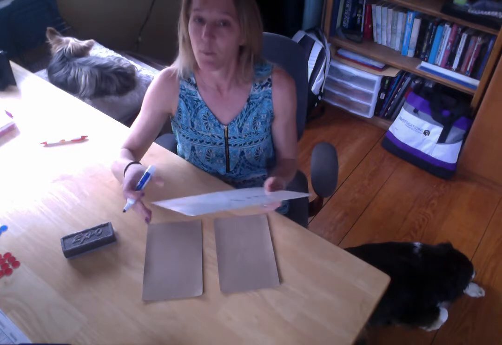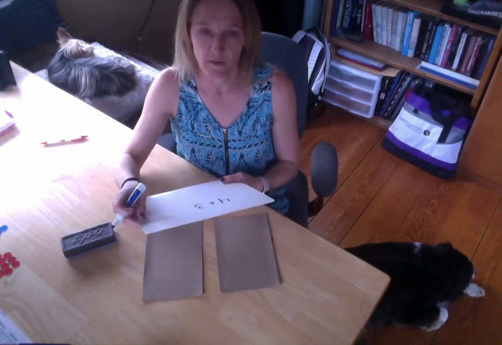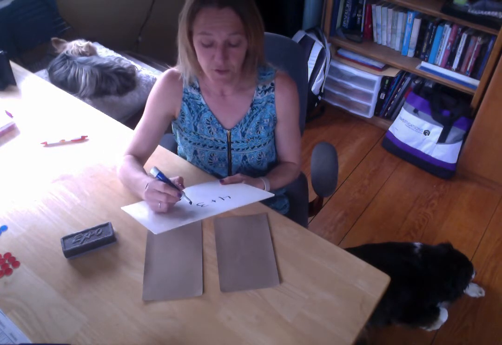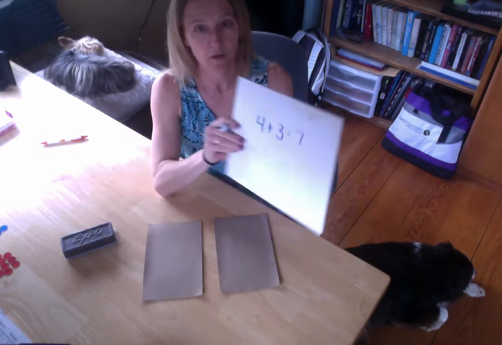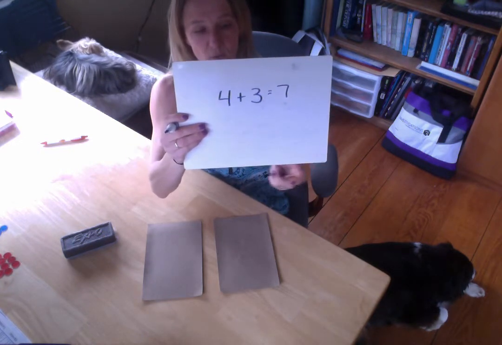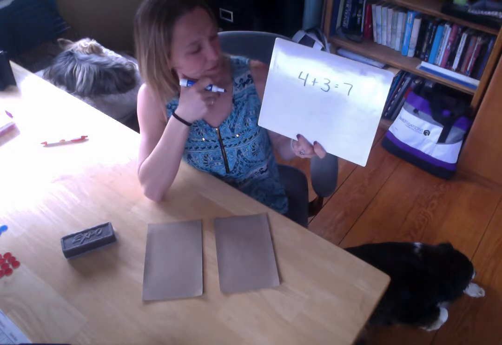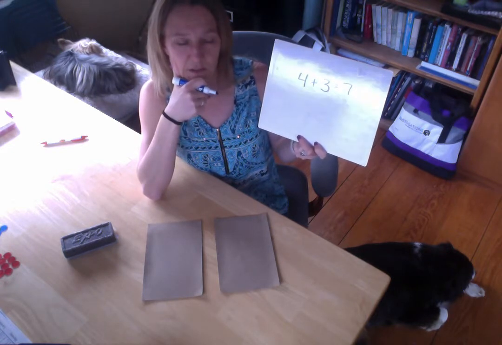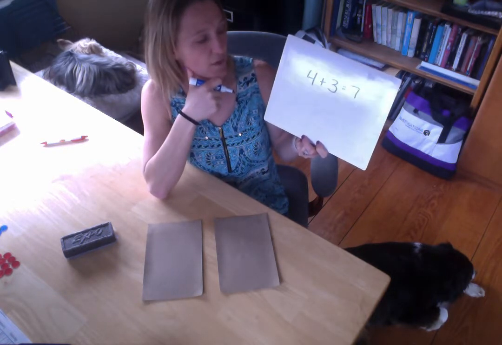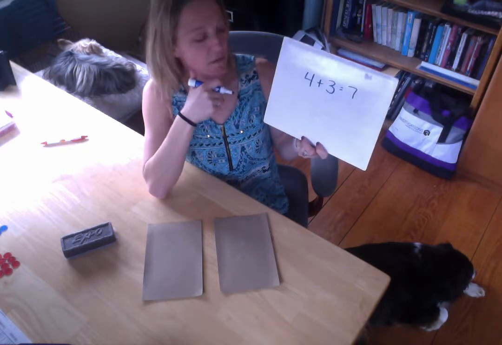Okay. How many counters are there altogether? Did you say 7? So 4 plus 3 equals 7. How did you do it? Talk to somebody about how you solved that one. All right, let's take a look.